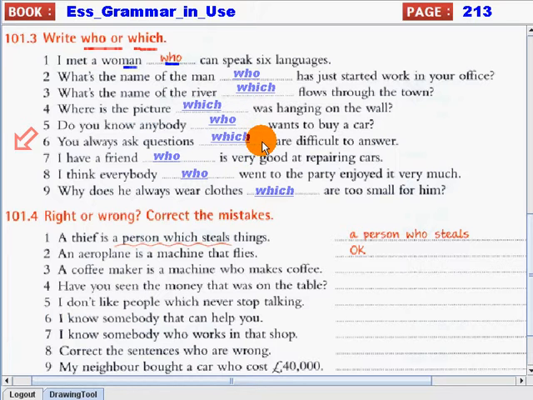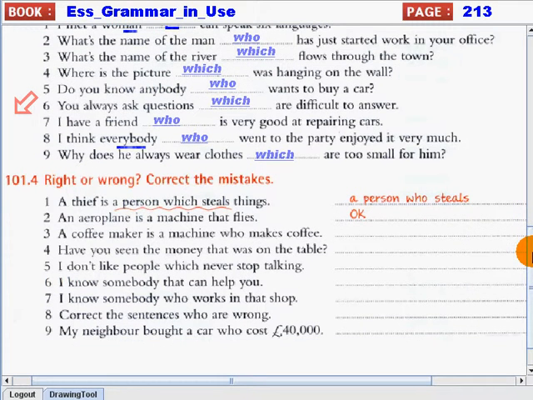Number 6. You always ask questions which are difficult to answer. Number 7. I have a friend who is very good at repairing cars. Number 8. I think everybody who went to the party enjoyed it very much. We use who because we have here everybody as our subject, right? Number 9. Why does he always wear clothes which are too small for him? That's the right answer for number 9.